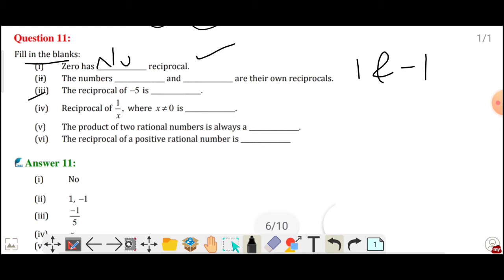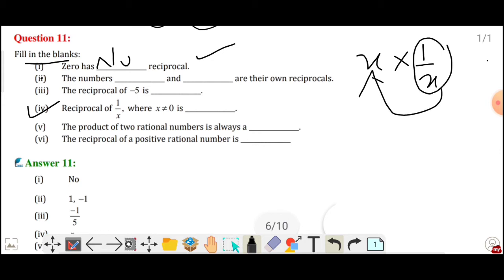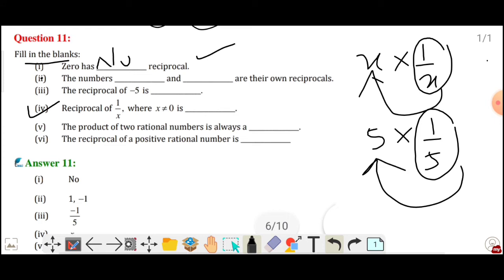Next one. Third one. The reciprocal of minus 5. They gave minus 5. Its reciprocal will be 1 upon minus 5 or minus 1 upon 5. Both are the same. Question number 4. The reciprocal of 1 by x, where x is not equal to 0. The reciprocal of x is 1 by x. The reciprocal of 1 by x is only x. This is the reverse case. If not understood, 5's reciprocal is 1 upon 5, and the reciprocal of 1 upon 5 will be 5 only. Therefore, they gave 1 by x, its reciprocal will be only x.